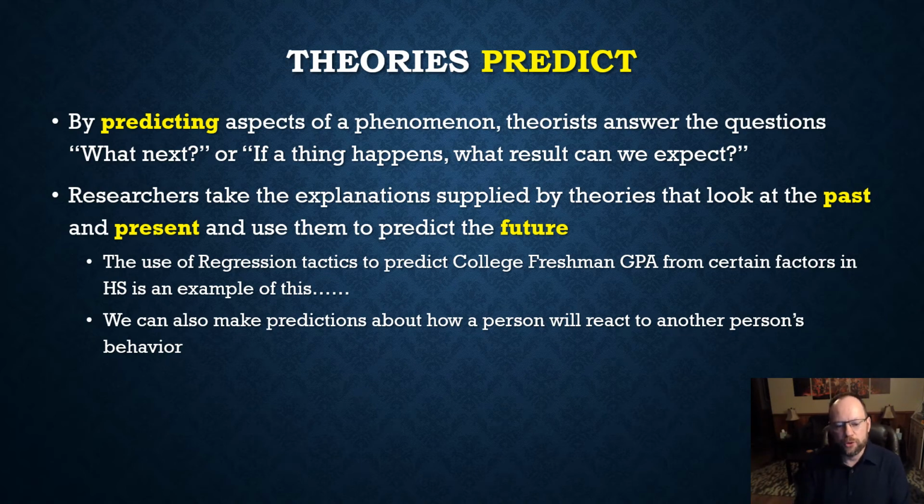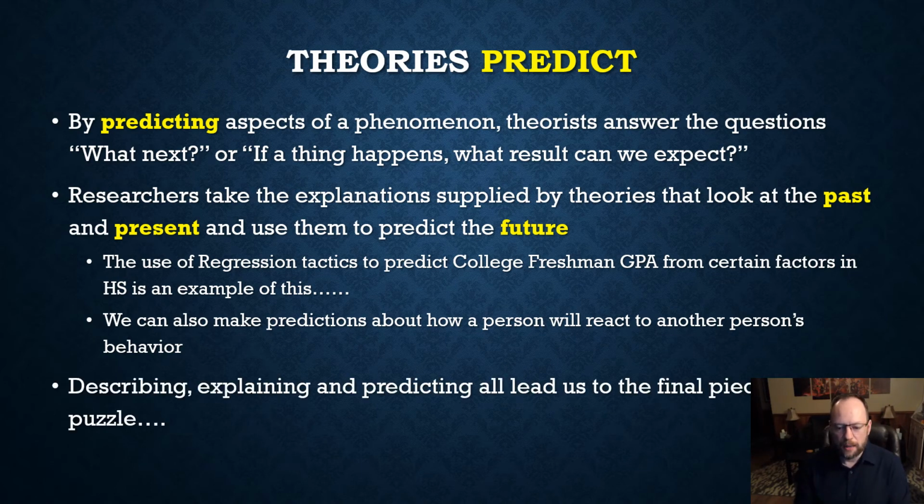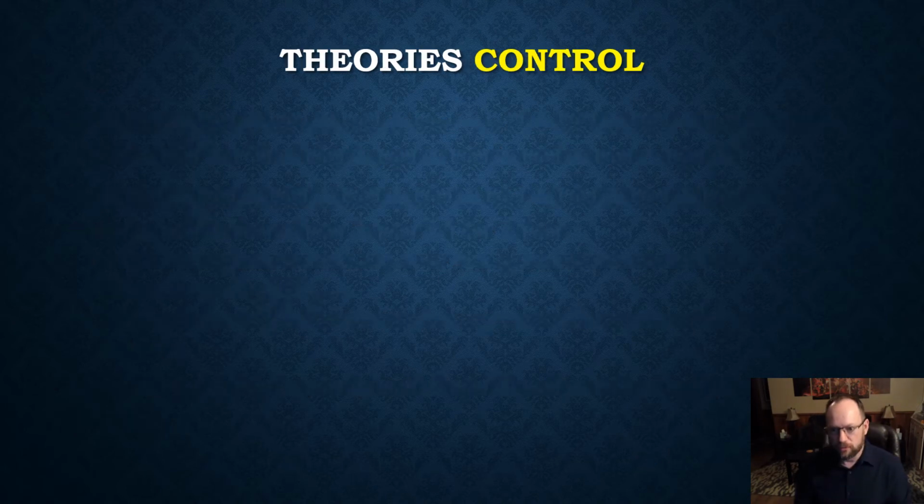So what they're doing is they're taking previous behavior, what their grades and test scores were in the past, and they're using that to predict what they think future behavior will be. And that's what we do with communication theory a lot. We use it to predict what we think behavior will be in a particular situation. All right, we can also make predictions about how a person will react to another person's behavior, like I said, with the expectation violation theory and things of that nature. Describing, explaining, predicting all lead us up to the final piece of the puzzle, which is control.